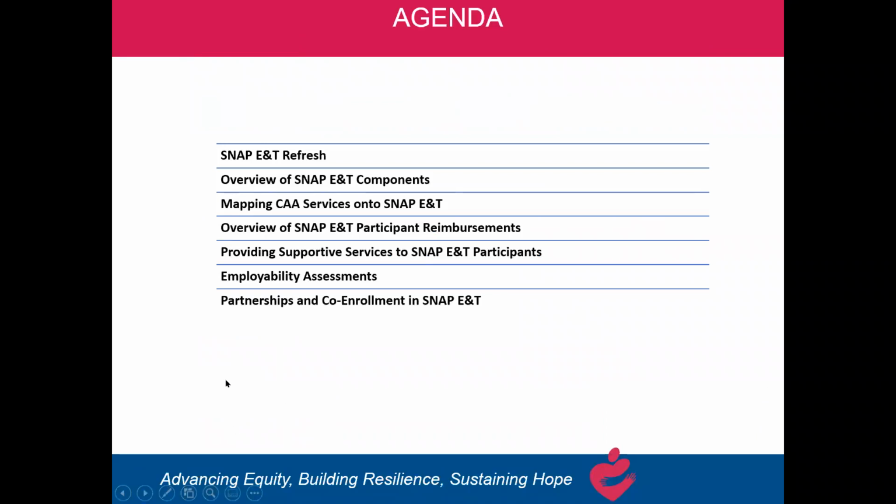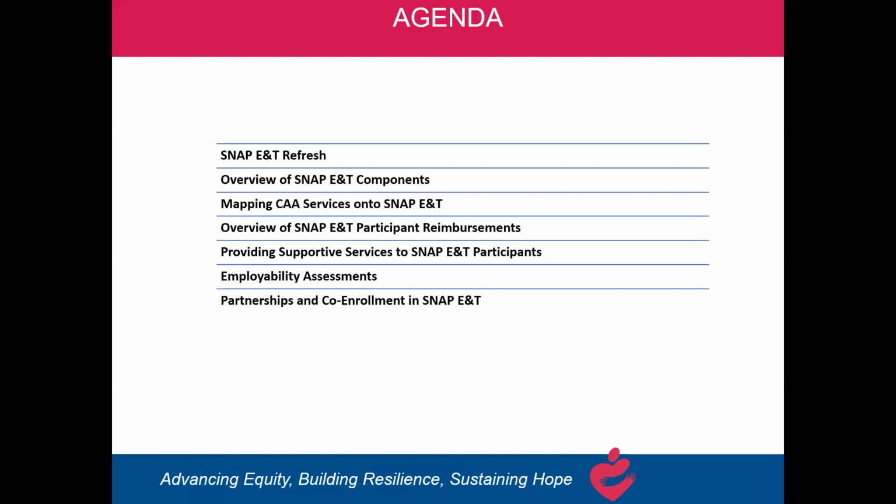So this is our agenda for today. We're going to start off with a quick refresher on SNAP E&T. I know some of this information you already know, but we want to refresh your memory about what SNAP E&T is and how it works, so it relates to what we're going to talk about. Then we're going to cover an overview of what the SNAP E&T components are, and then take a look at your services and map those into SNAP E&T, because we really want you to get the most out of SNAP E&T. If you know ahead of time how your programs fit, then you can get the most out of what SNAP E&T has to offer as far as getting reimbursement and serving the people that you serve.